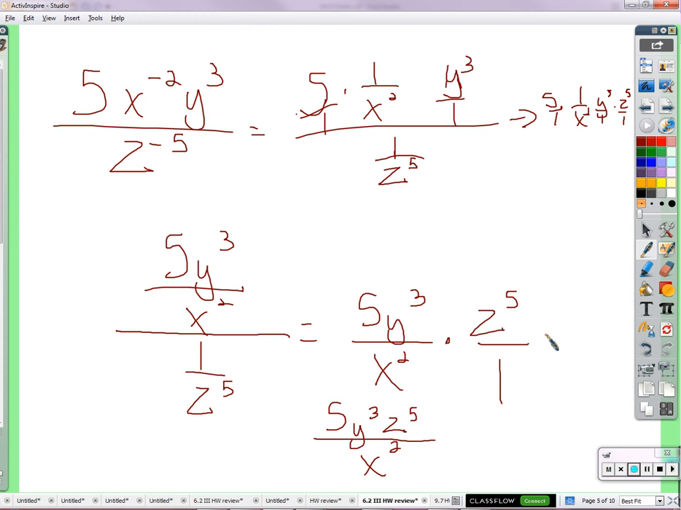I wanted to point this out. Look at what we started with, and look at the final answer. There seems like not a quick and fast way to get from here to there. It kind of follows what we know about negative exponents.